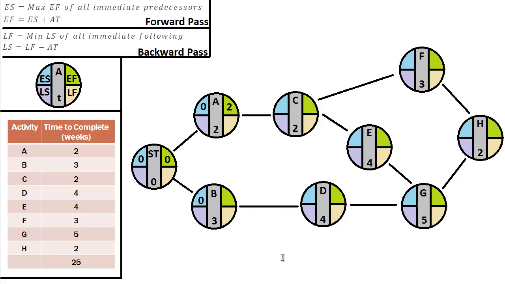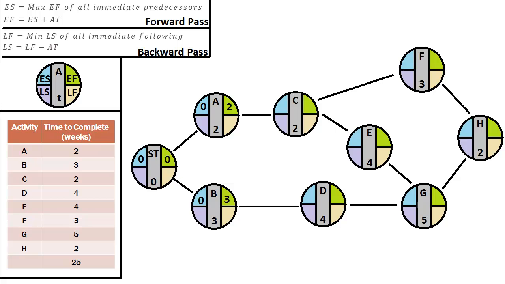Pretty simple. Let's go down to B. Now our ES is 0 and our activity time is now 3. So the earliest time we could complete B is after 3 weeks. So we'll go ahead and put a 3 in the green. And there we go. Pretty simple.